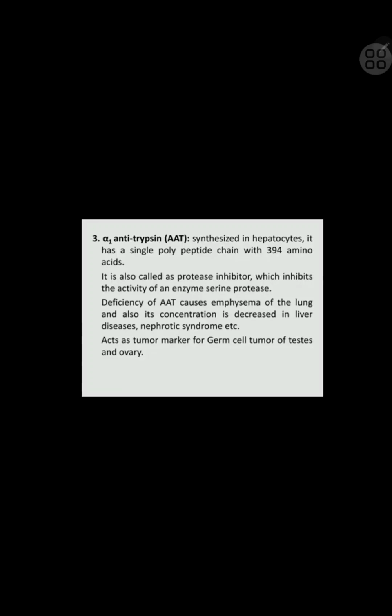Alpha 1 antitrypsin. It is synthesized in hepatocytes. It has a single polypeptide chain with 394 amino acids. It is also called serine protease inhibitor, which inhibits the activity of the enzyme serine protease. Deficiency of alpha 1 antitrypsin causes emphysema of the lung, and also its concentration is decreased in liver diseases, nephrotic syndrome, etc. This alpha 1 antitrypsin acts as a tumor marker for germ cell tumor of testes and ovary.